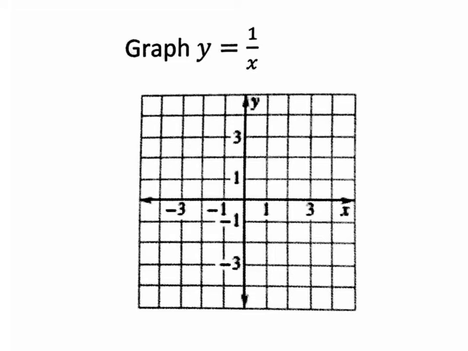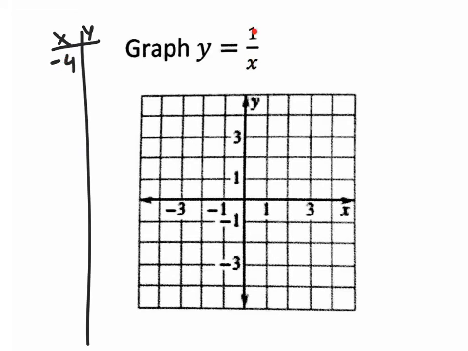So let's graph it like we would any other function, like if it were a function machine where you plug in an input and you get out an output. You plug in an x value, you get out a y value with an xy table. So let's begin by plugging in something pretty simple. How about -4? So when I plug in a -4 right here, I will have 1 over -4, which means that my output will be -1/4.